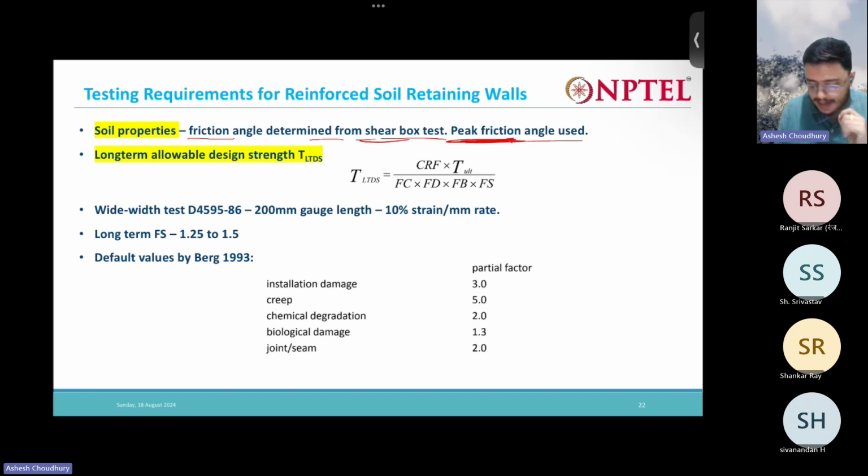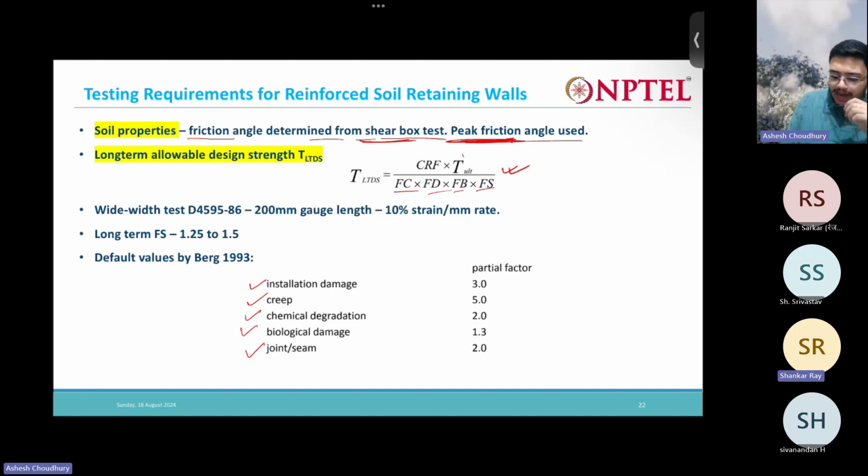Then we have the long-term allowable design strength, as we discussed already. It is the ultimate tensile strength divided by the factors for installation damage, creep, chemical degradation, biological damage, and joint or seam. All these factors you need to consider; by this much factor we have to lessen the ultimate tensile strength.